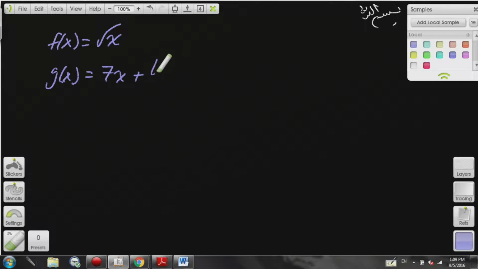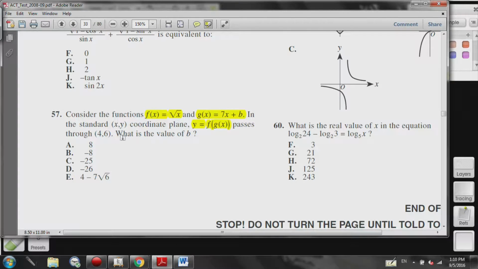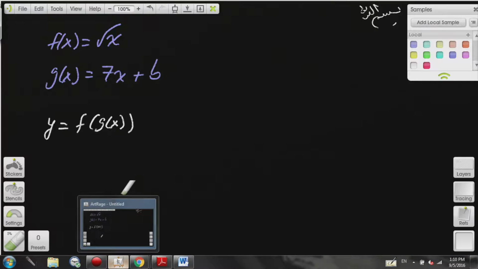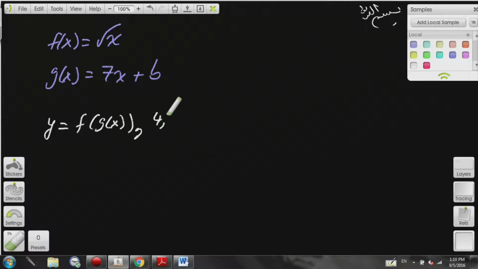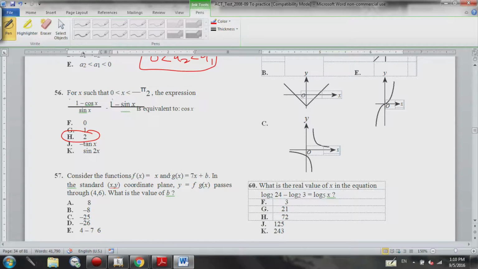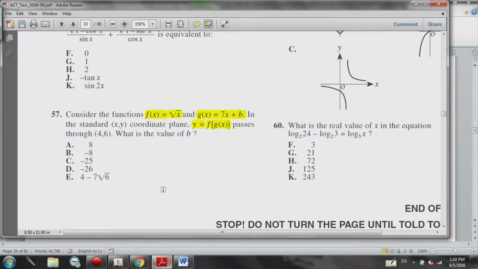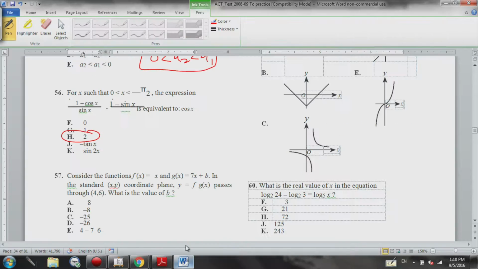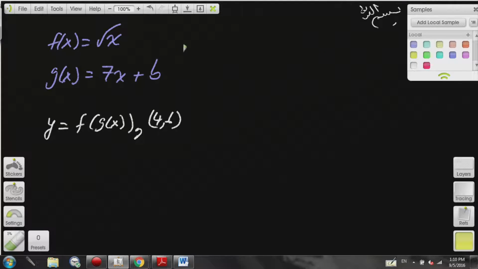7x plus b. And then we're given a third function, y is f of g of x, like this, correct? Y is f of g of x. And we're told that this function y passes through (4, 6). That's a lot of information. And then you're asked to find the value of b. Oh my god, what is going on over here? So we're asked to find what is this. That's a lot of information.